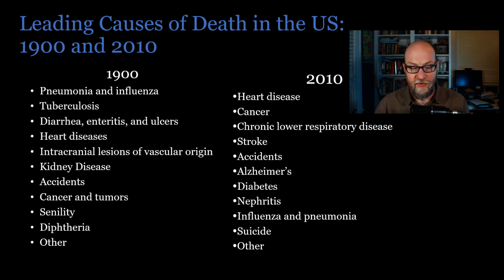Accidents, so of course unintentional physical harm, 4%. Cancer and tumors, 3.7% in 1900. Senility, which is an old-fashioned term for dementia, 2.9%. So all the various things under the umbrella of dementia, including Alzheimer's disease but also other conditions. Diphtheria, 2.3%, and other, 36.1%.